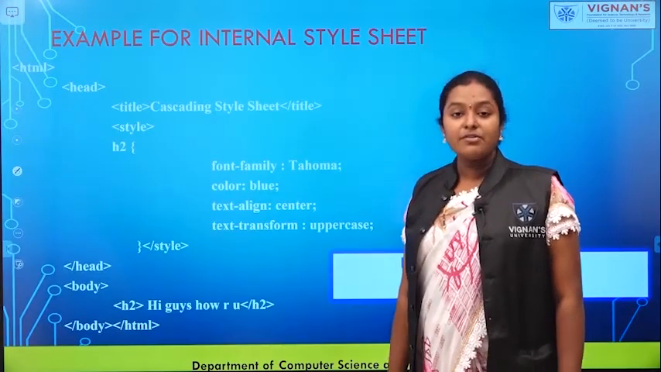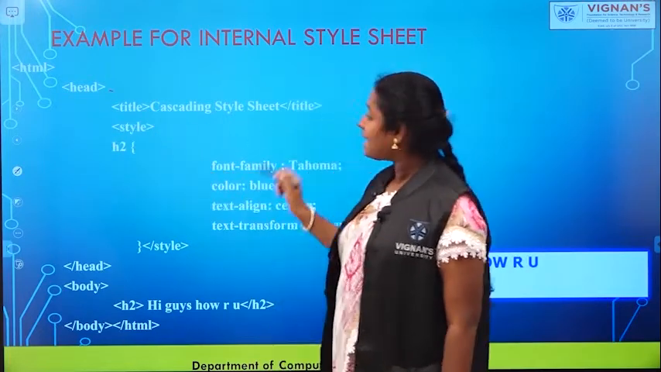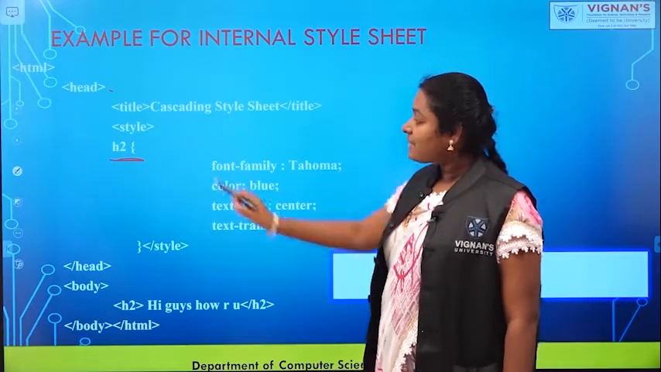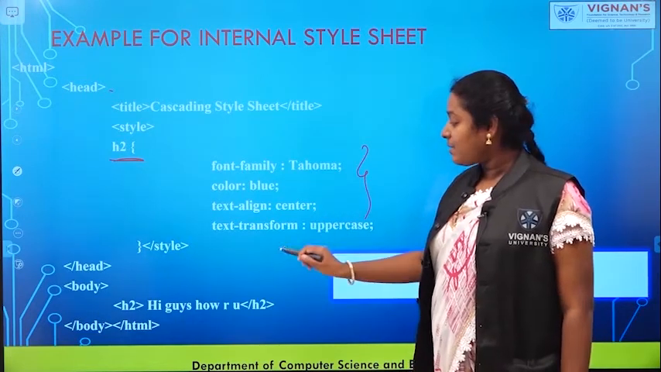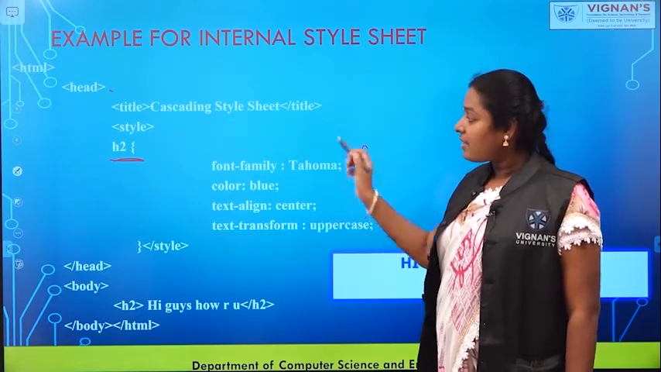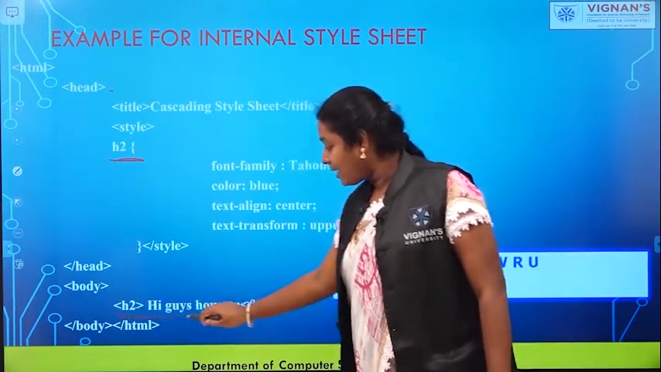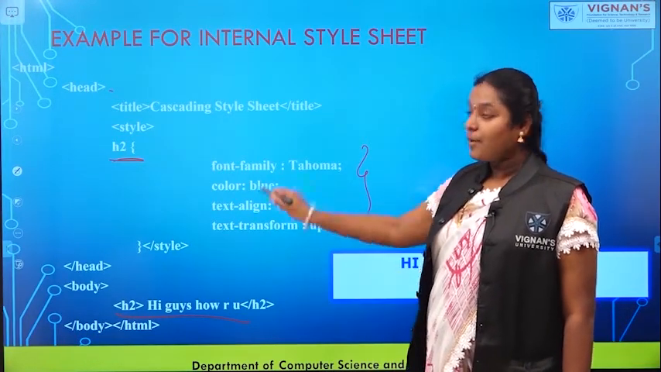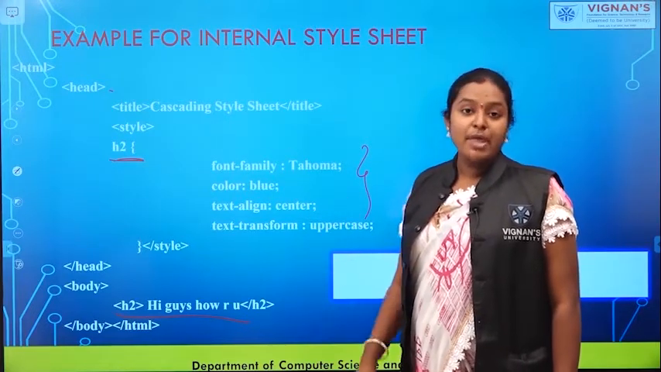One more example for the internal style sheet is, within the head part you have to write the style tag. Here I am writing the element selector, that is H2. For the H2 tag I am applying the properties font family, color, text-align and text-transform. For all the content written in the H2 tag, these properties will be applied. Within the body I have taken an H2 tag, that is hi guys, how are you. For this content these properties will be applied. This is called an internal style sheet, nothing but writing your styles within the same HTML document.